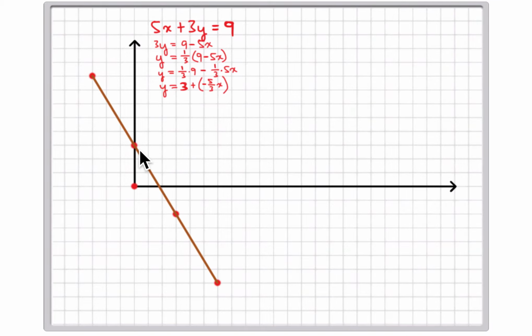The y-intercept is positive 3. The slope is negative 5/3. That means 3 units along the x-axis: 1, 2, 3. 5 units down along the y-axis: 1, 2, 3, 4, 5. 3 units along the x-axis because it's the change in y over the change in x, the number of units along the y-axis over the number of units along the x-axis.